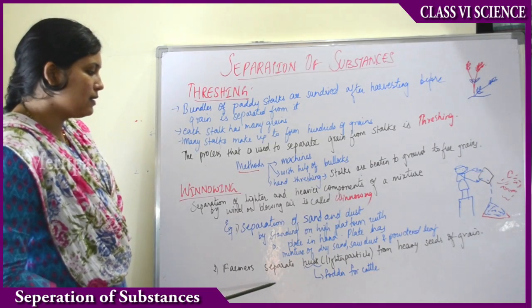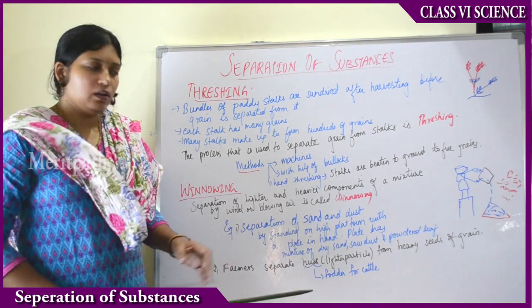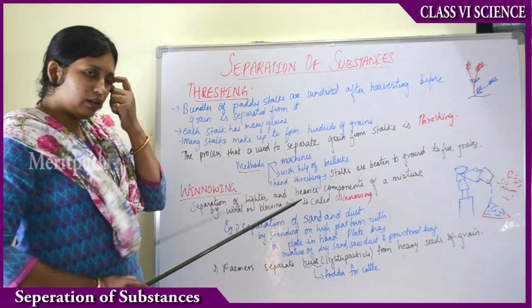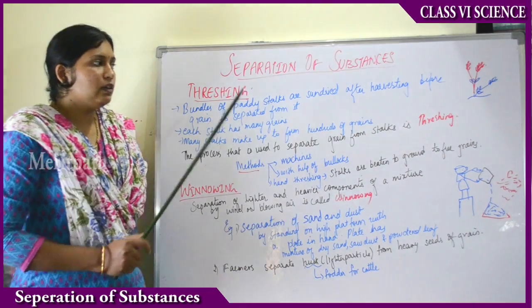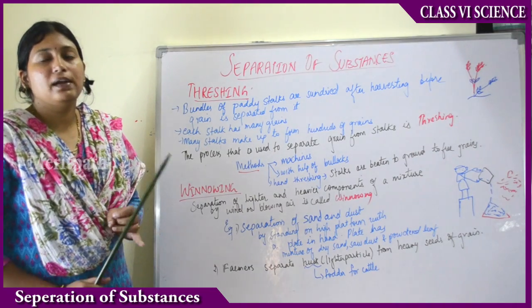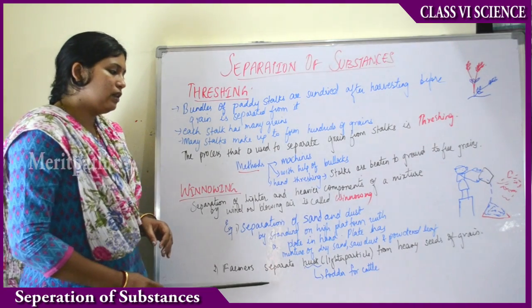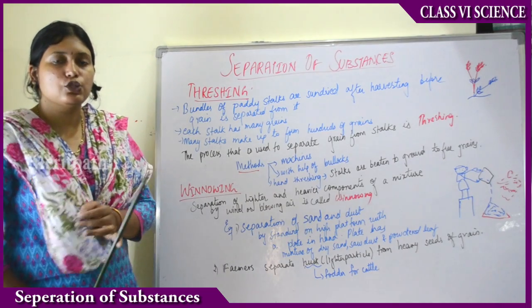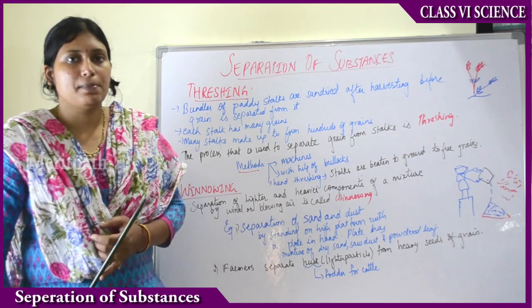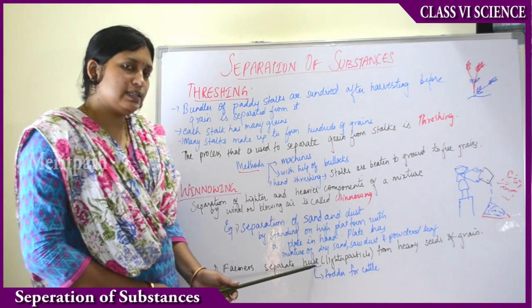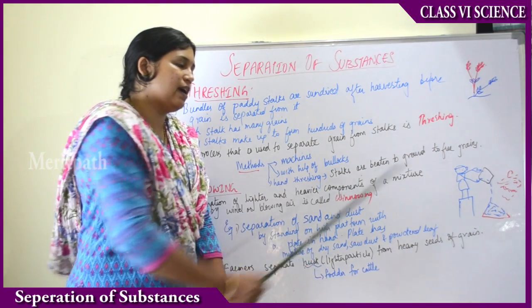And one more method is this: farmers in a field, after the harvesting and the threshing, get the grains, right? In the threshing process, the paddy was separated from the stalks. But now in the winnowing, the husk has to be separated from the grain. Here the husk is the lighter particle and the grain is the heavier particle.